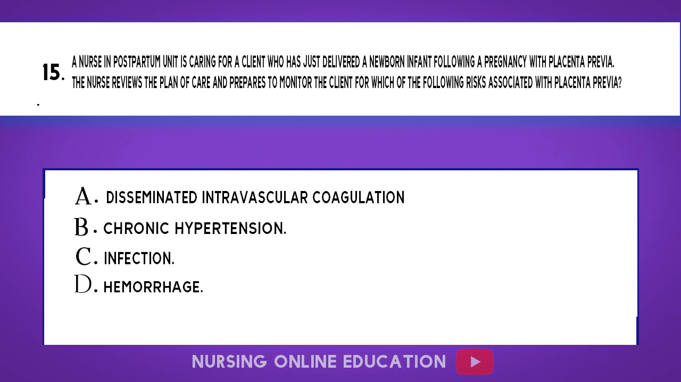15. A nurse in the postpartum unit is caring for a client who has just delivered a newborn infant following a pregnancy with placenta previa. The nurse reviews the plan of care and prepares to monitor the client for which of the following risks associated with placenta previa? A. Disseminated intravascular coagulation, B. Chronic hypertension, C. Infection, D. Hemorrhage. The answer is option D, hemorrhage.